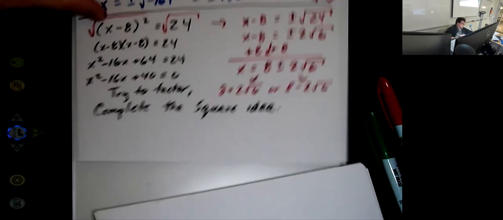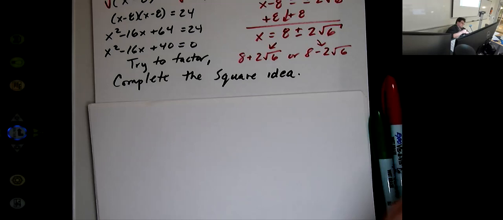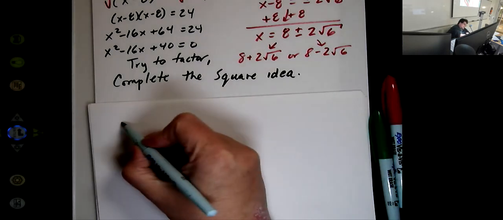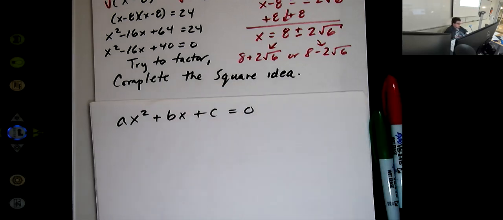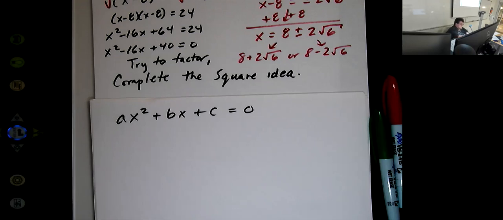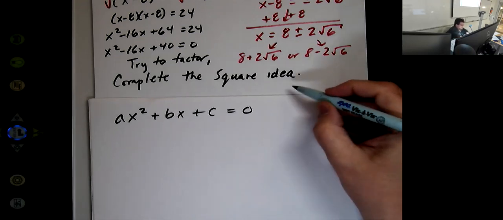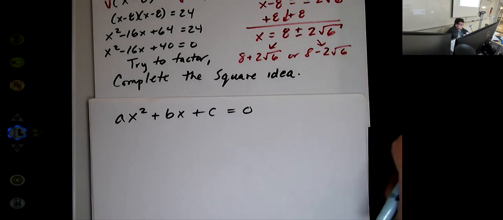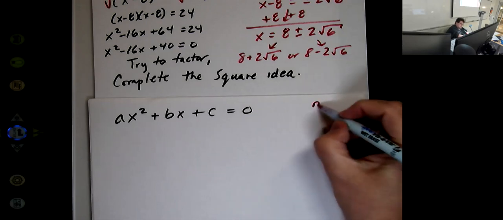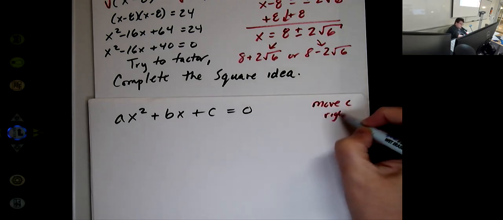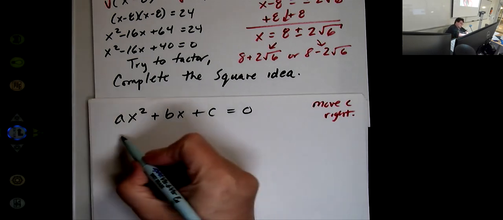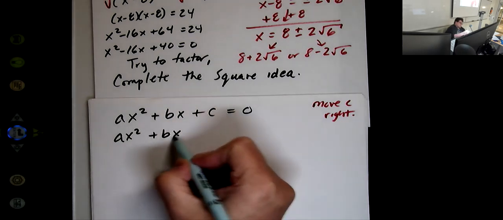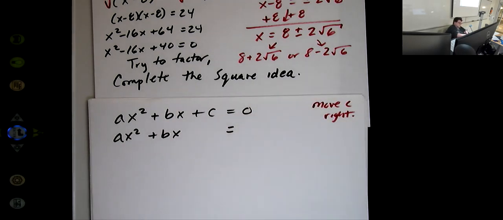So with completing the square, what we want to do is write ax squared plus bx plus c equals 0. And let's do it in this general form. To complete the square, the first thing we do is we move the c to the right, whatever value it is. And this becomes ax squared plus bx equals negative c.